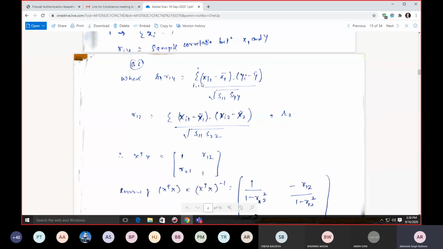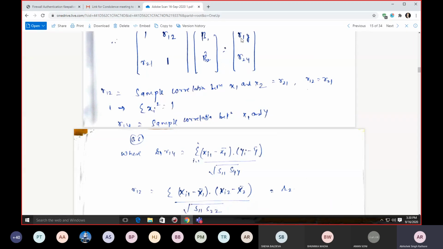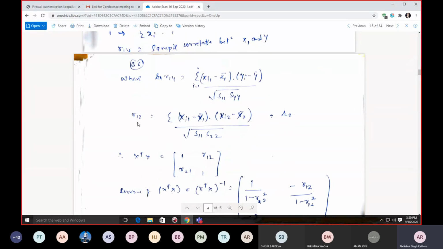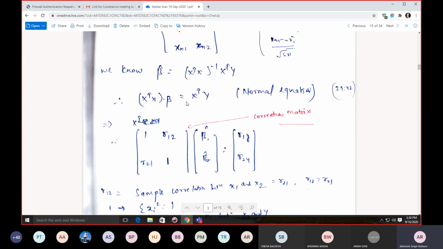So when we are getting this r1y, what is the value of this r1y? This r1y is just equal to the summation of xi1 minus x1 bar into yi minus y bar, under root of s11 into syy. And similarly, we have this r12, which is the summation of xi1 minus x1 bar into xi2 minus x2 bar, over the corresponding root. So this is just a correlation matrix. You just solve this.